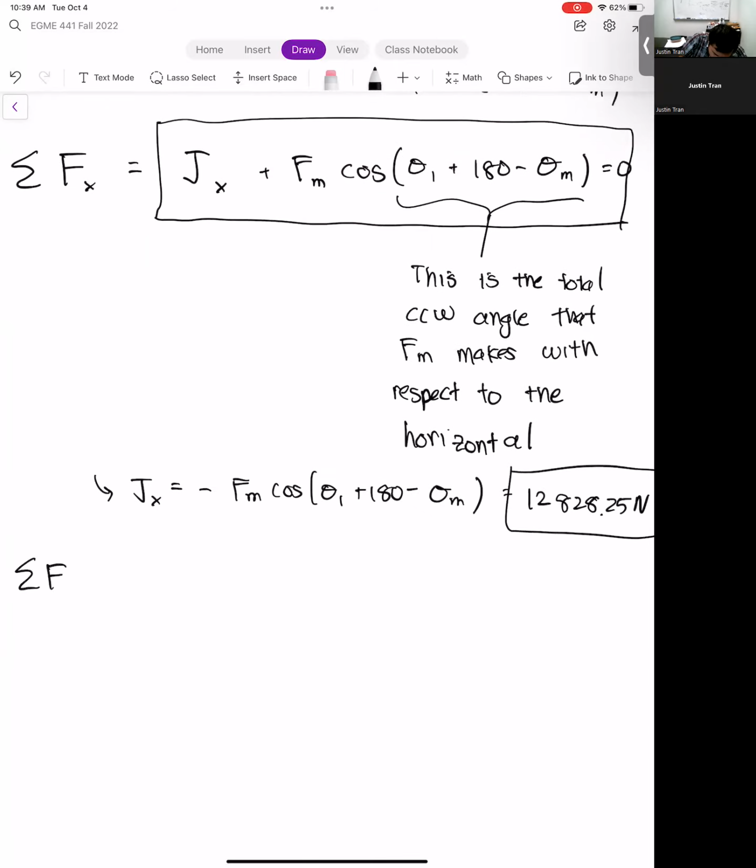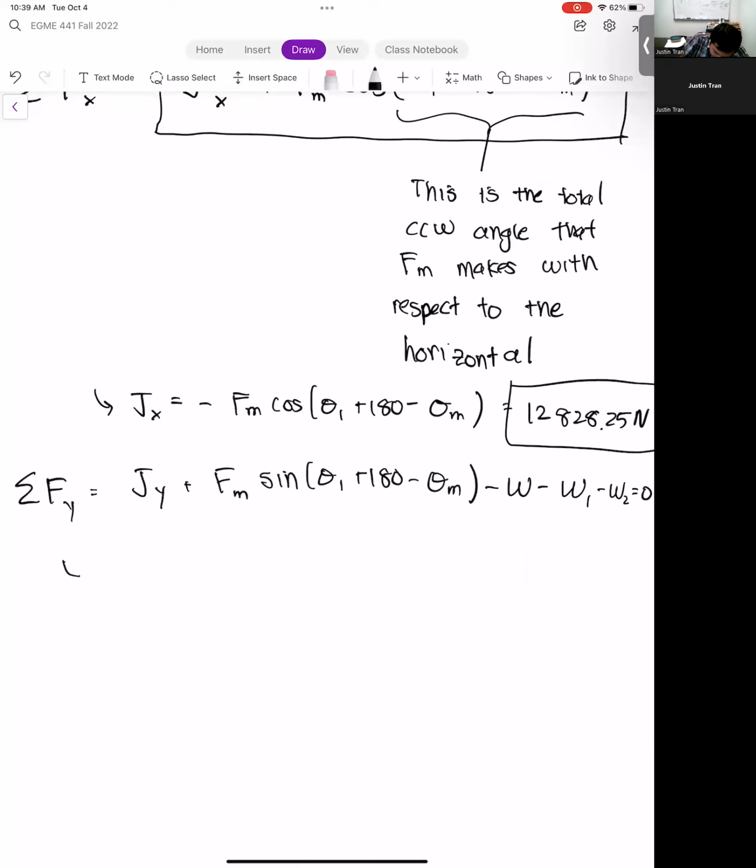So the sum of the forces in the y direction is equal to Jy plus Fm. Since this is in the y direction, we're going to take the sine of the angle. So Fm sine of theta 1 plus 180 minus theta m. And then here we need to subtract all our weights too, so minus W, minus W1, minus W2. All that is going to be equal to 0.